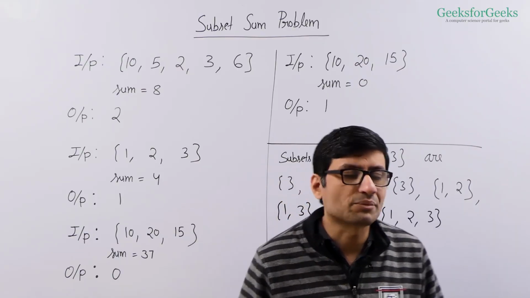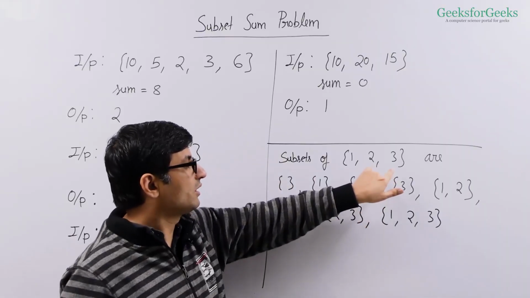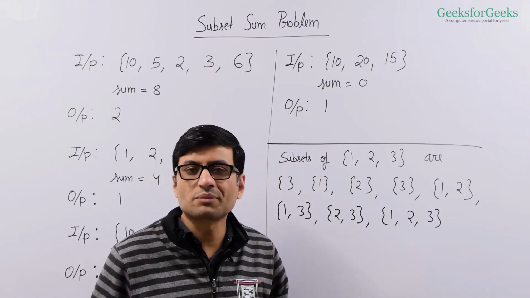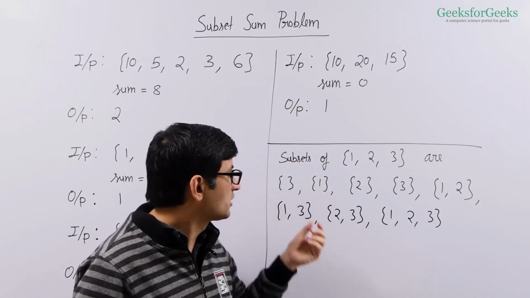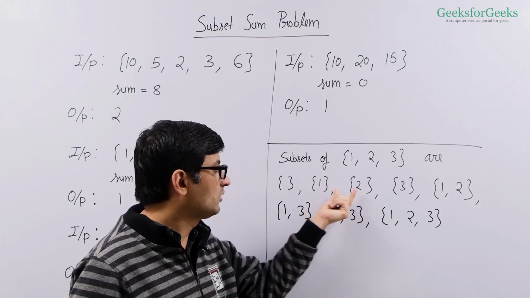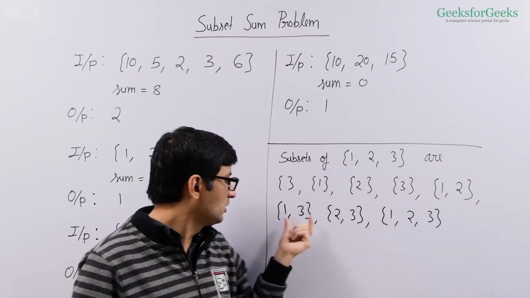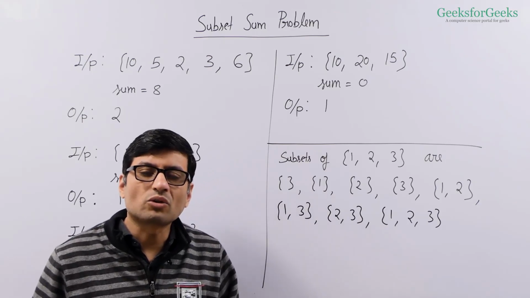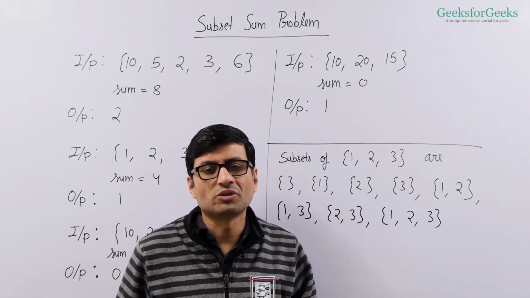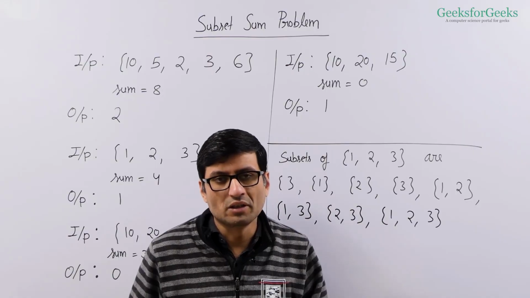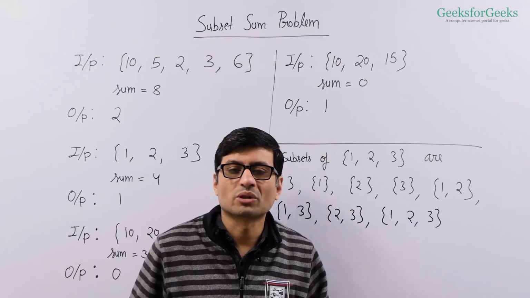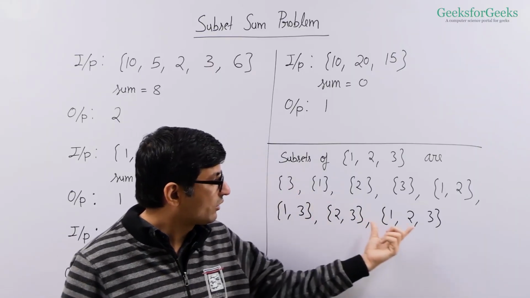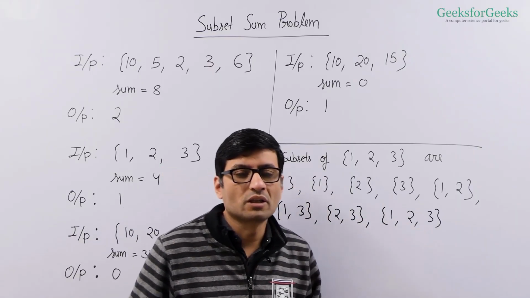Let's first define what a subset is. If we have an array of size 3, then it's going to have 2 raised to the power 3, which means 8 subsets. Subsets are empty, 1, 2, 3, 1 2, 1 3, 2 3, and 1 2 3. If your array size or set size is 4, then it's going to have 2 raised to the power 4 subsets. For an n-sized array, the number of subsets is 2 raised to the power n. We consider empty and the whole array also as subsets.